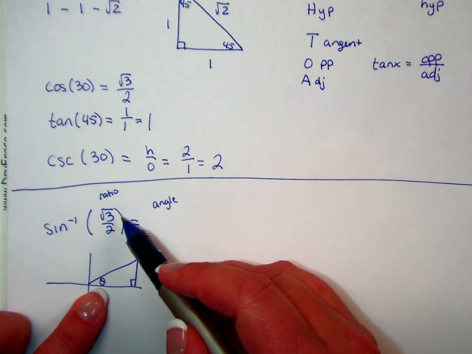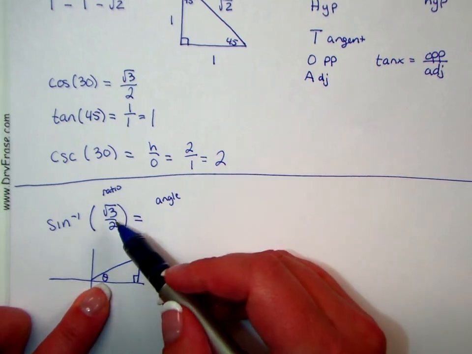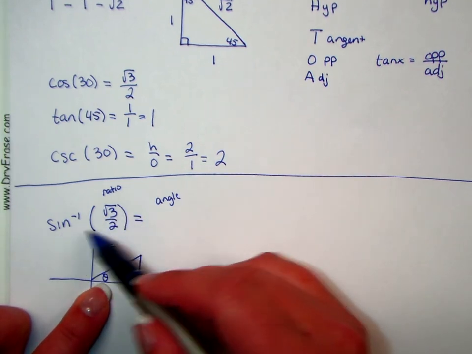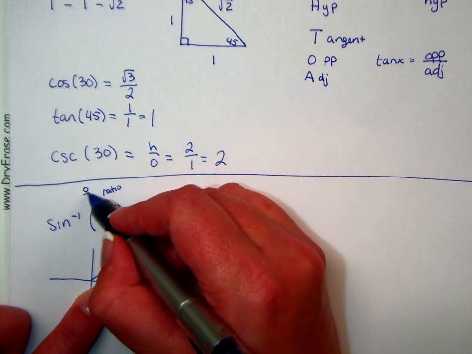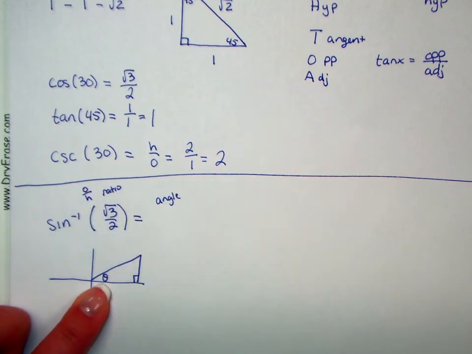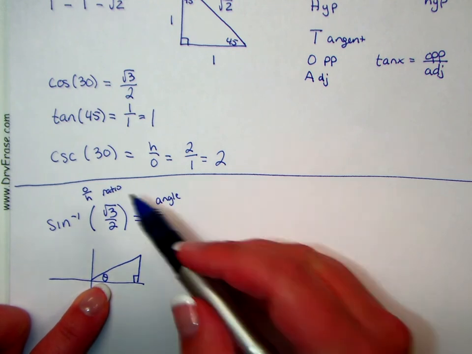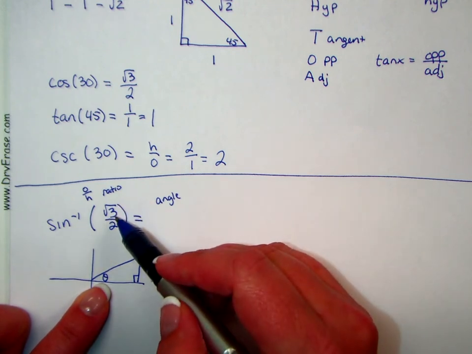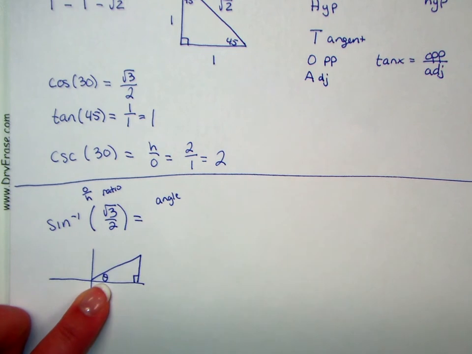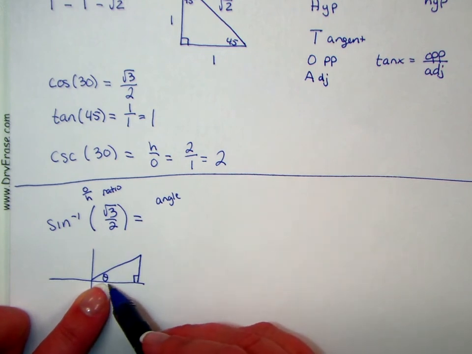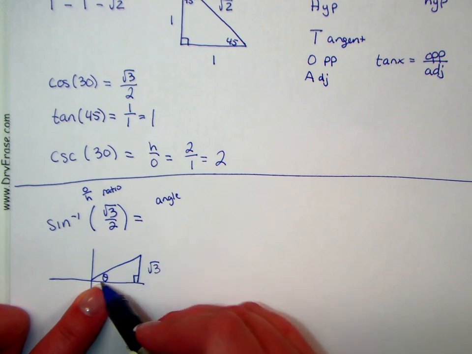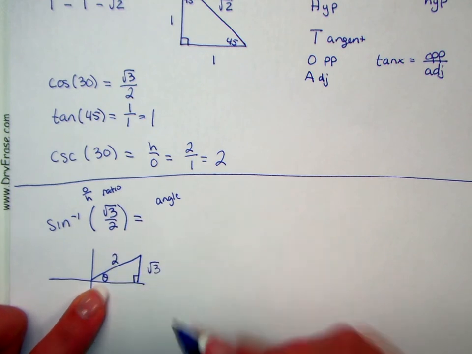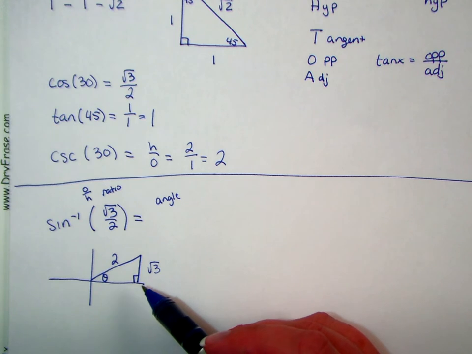Now, this is the ratio for that angle. And so we have a sine inverse here. And so the ratio for sine is opposite over hypotenuse, always, right? So I know the top number is the opposite side and the bottom number is the hypotenuse. So here's the angle I'm looking for. The opposite side is rad 3. The hypotenuse is 2. So these are two sides of a right triangle.